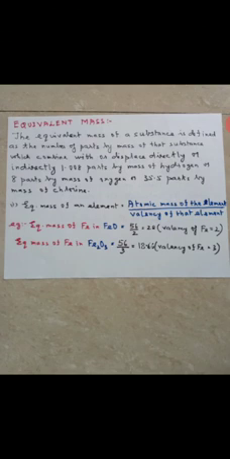Now the question comes, how did we get this value, 1.008 or 8 gram or 35.5 gram? See here, at the bottom you can see on the screen. Equivalent mass of an element is what? Atomic mass of the element by valency of the element. Okay, what I said? Atomic mass by valency.